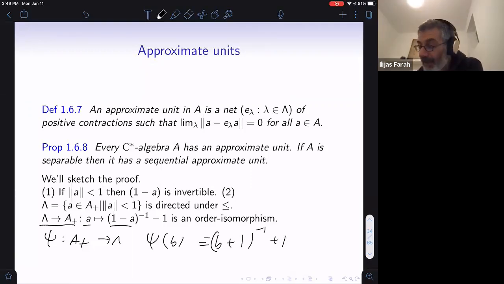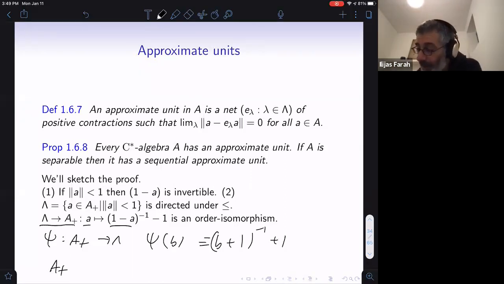Now, why does that matter? Well, you see A plus is obviously directed. If you have two positive elements, you can just add them up and get the upper bound. So how do you show that lambda is directed? Well, you just take two elements, send them to positive elements, add them up and send them back by this inverse transformation and conclude that this is indeed a directed set.